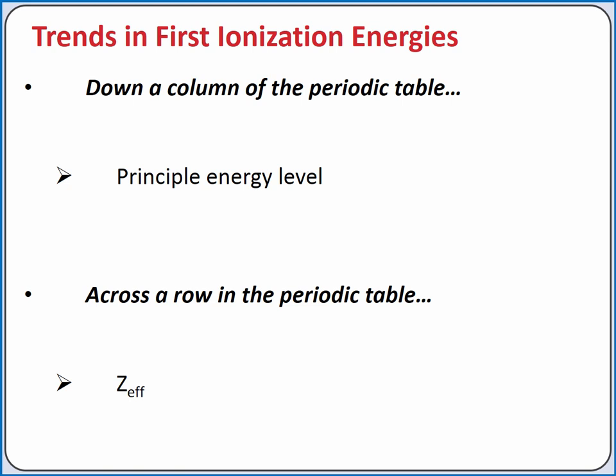First ionization energies tend to increase going to the right across a row of the periodic table because effective nuclear charge increases. This means electrons feel a higher and higher positive charge, attracting them to the nucleus as we move to the right across a row. So it requires more and more energy to separate the negative and positive charges.